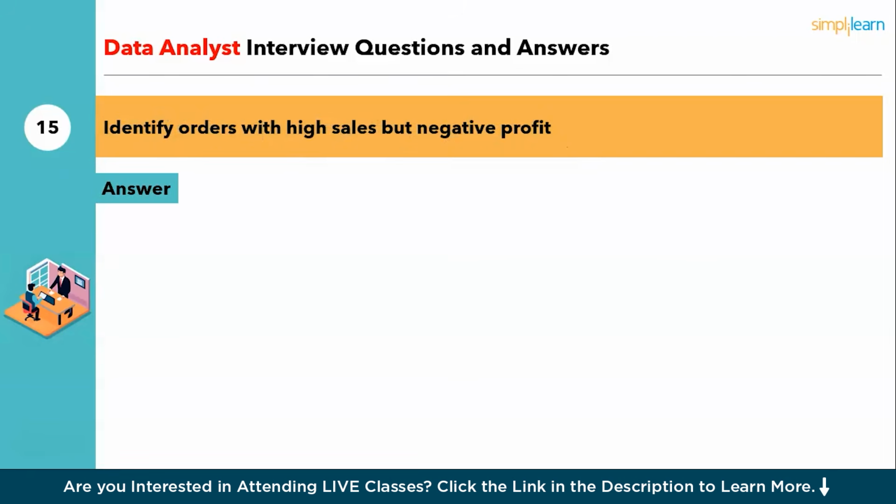Now the 15th question for today's session is: identify orders with high sales but negative profit. Sometimes you might have sold a particular set of products which are included in offers, let's say year-end sales or a Christmas offer, just to clear out the inventory. Such products might have high sales, but they might have ended up with negative profit. In such situations, we might have to identify those orders. So let's check it out.